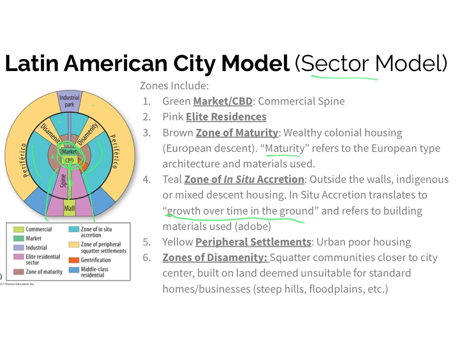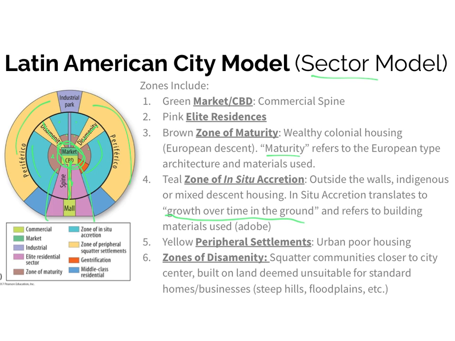The yellow is called your peripheral settlements or your poor urban housing. So these are going to be where your slums are, where squatters settle, that kind of thing.